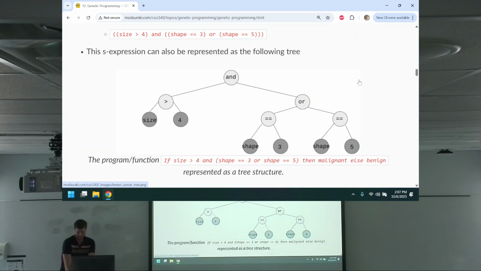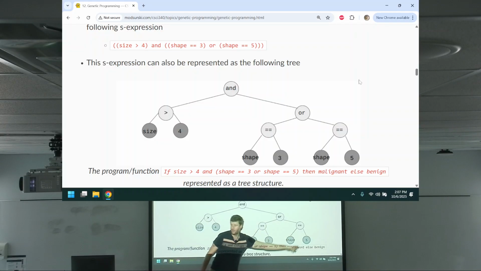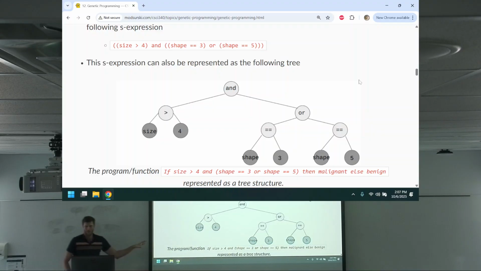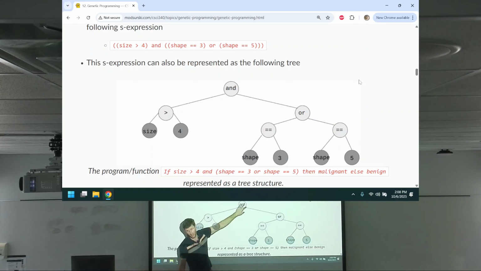There is an S-expression that can represent that program, that expression. If size is greater than 4 and shape is 3 or shape is 5. The hierarchy is important here. You have to be aware that this is an operator that acts on two numbers and returns a Boolean. That means these had better be numbers, and if it's returning a Boolean, whatever's up here had better expect a Boolean. So the typeness of this data is going to be important.